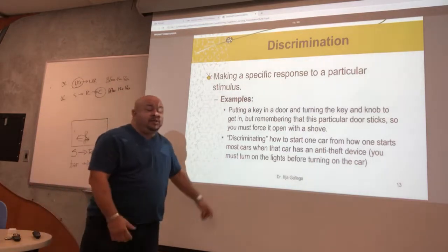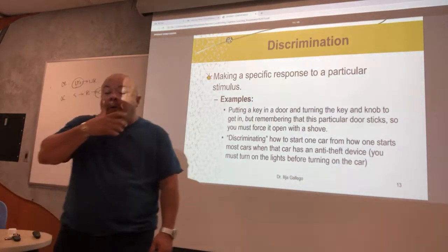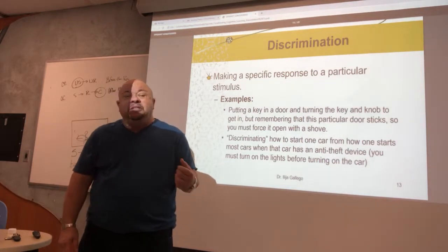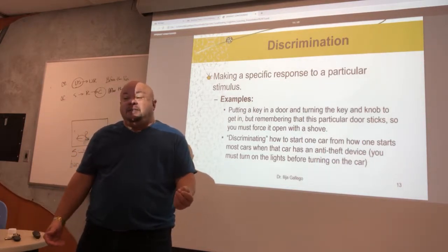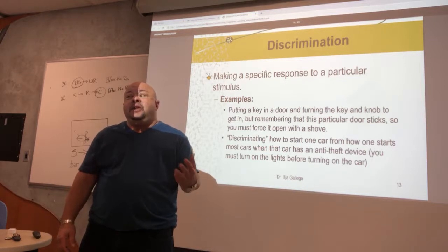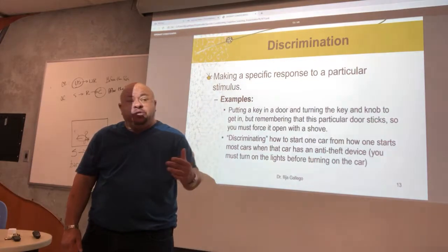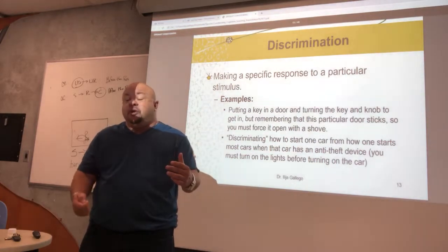Another example, I used to have a car back in the 80s. I had a Camaro, and this Camaro had this special anti-theft device. And what you had to do is the cruise control was right on the turn signal, and you had to push it in order to turn on the car.